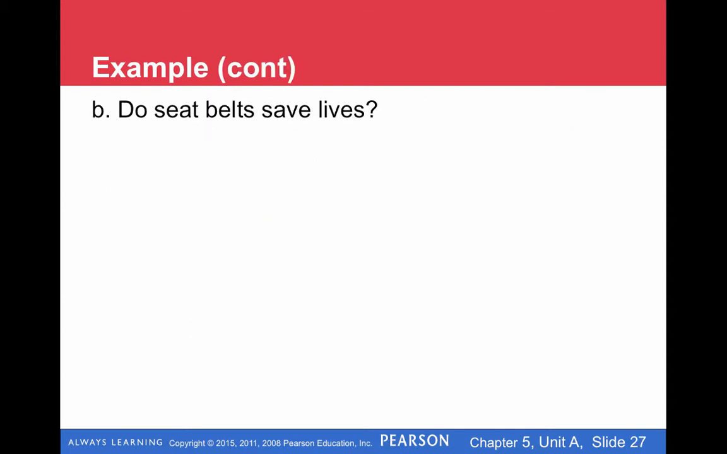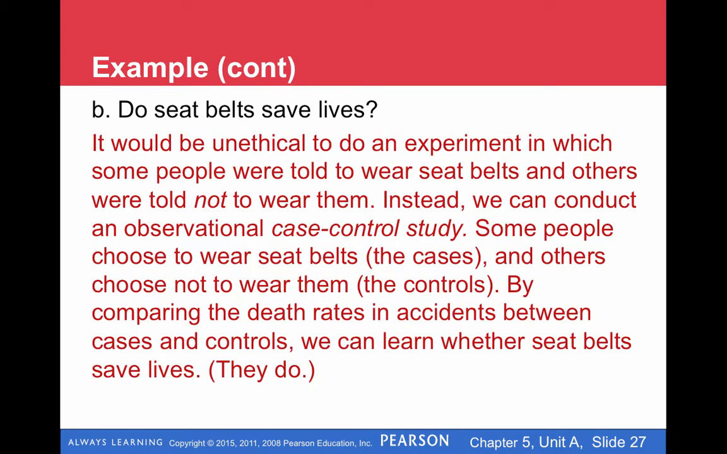Here's another example. Do seatbelts save lives? It would be unethical to do an experiment in which some people were told to wear seatbelts and others were told not to wear them, because we know that there's certain risk involved with that. So instead we can conduct an observational case control study. Some people choose to wear seatbelts, the cases, and others choose not to wear them, the controls. By comparing death rates and accidents between cases and controls, we can learn whether seatbelts save lives, and they do. So we can look at any accidents and whether the people were wearing seatbelts or not, and then look at the death rates. And it's clear that there's higher death rates for people that do not wear seatbelts versus those that do.